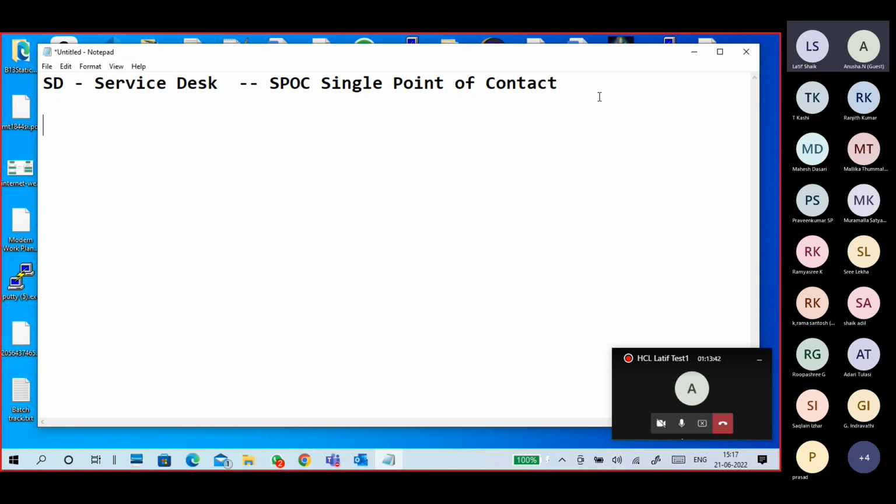So this is what I'm trying to say: the service desk is a single point of contact between users, customers, you can say clients, and employees. Meaning a technical team.